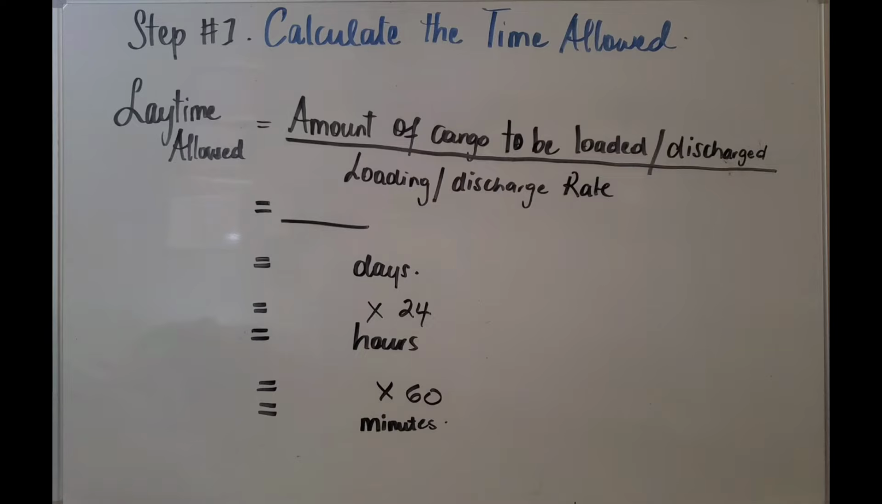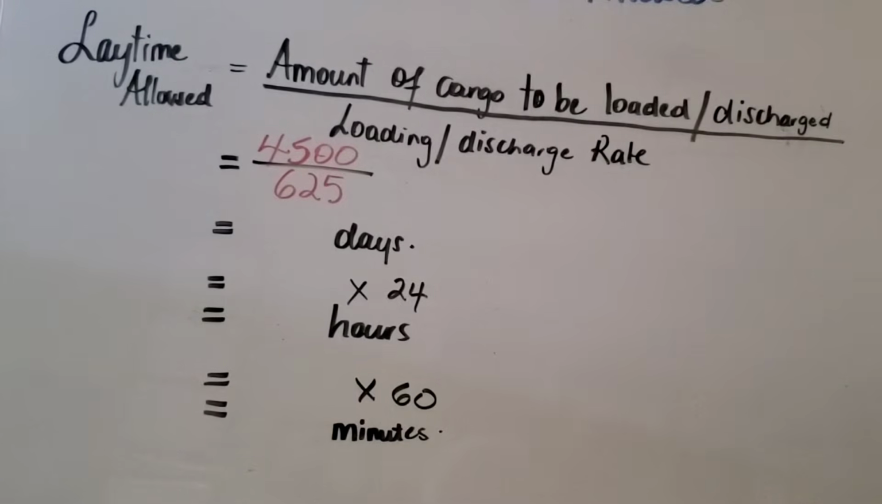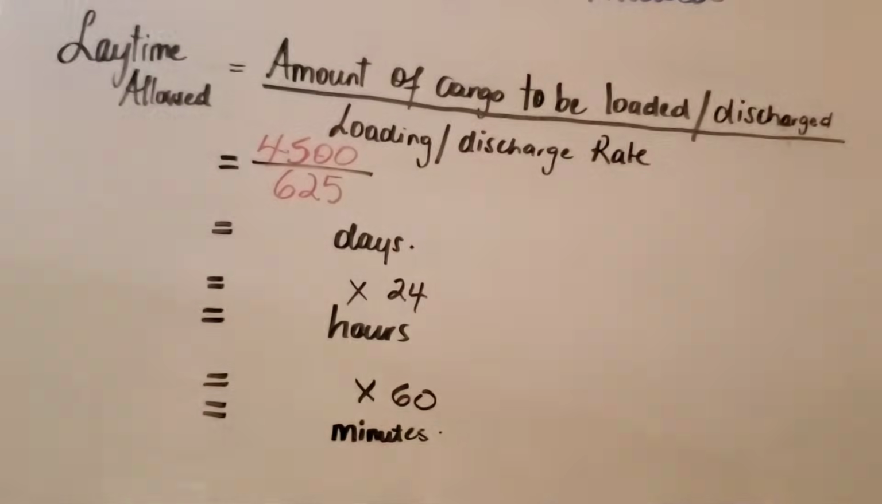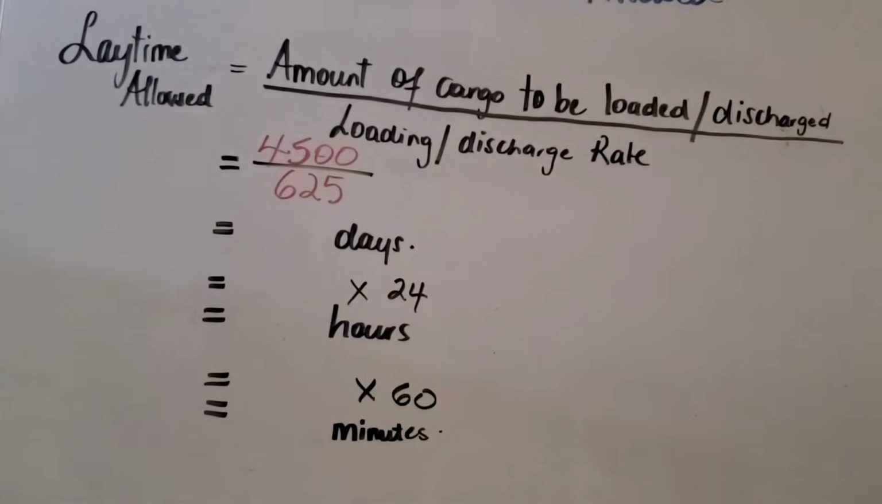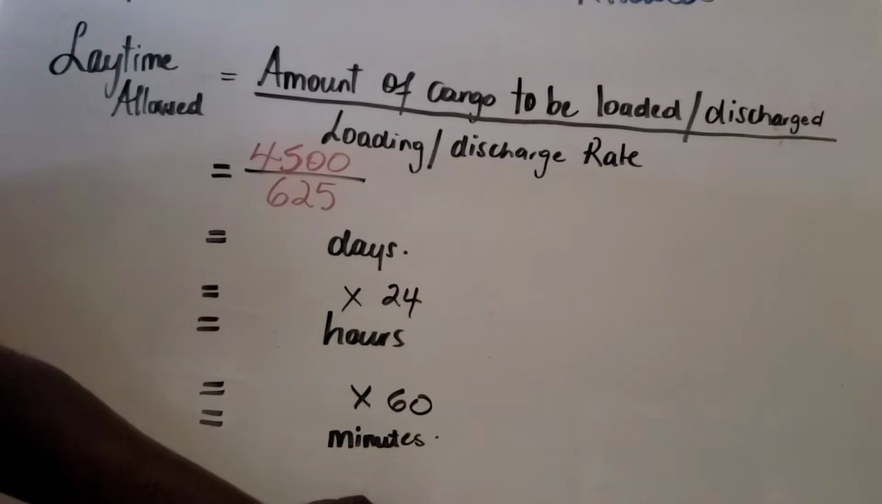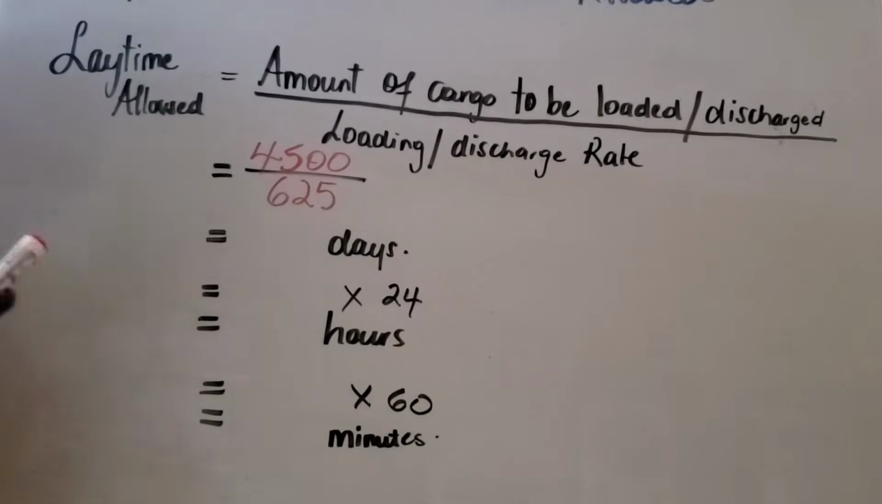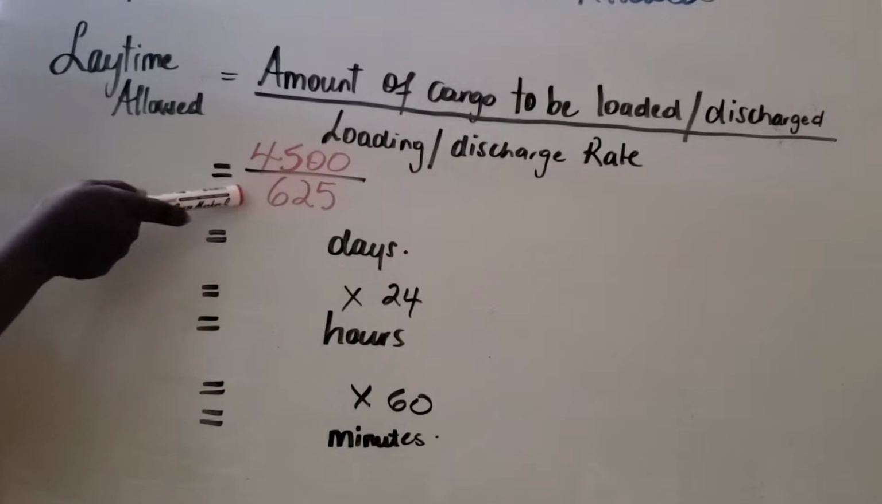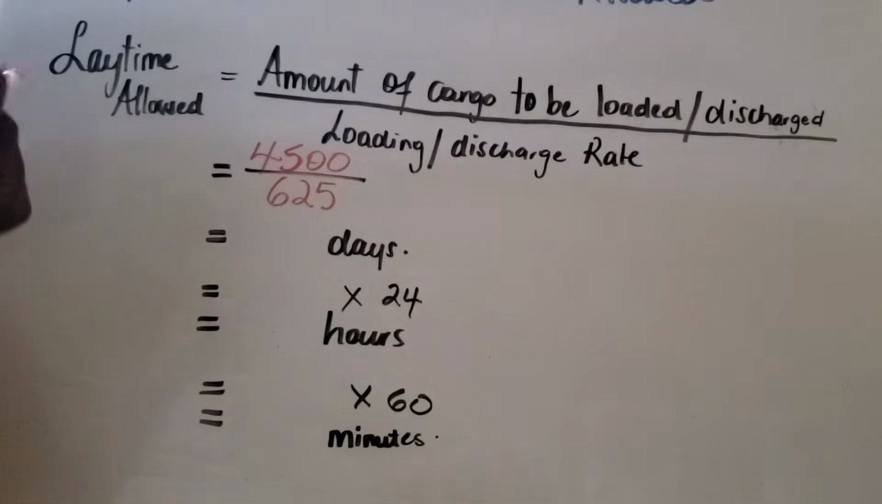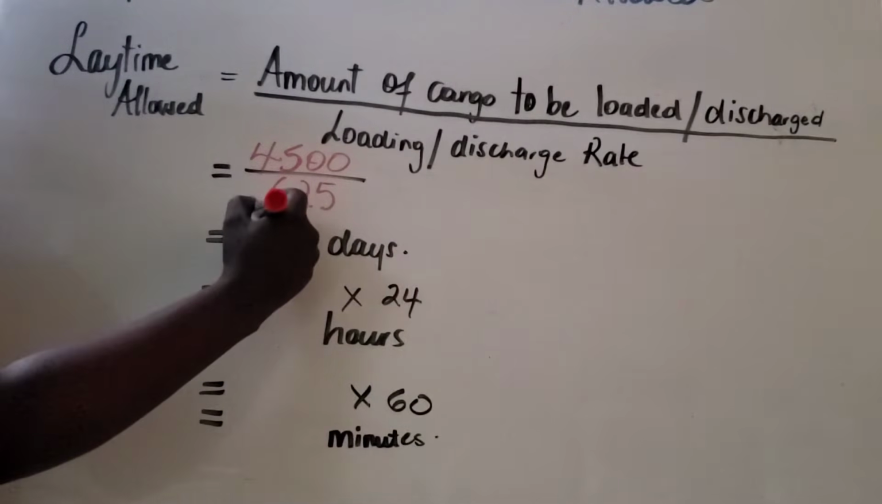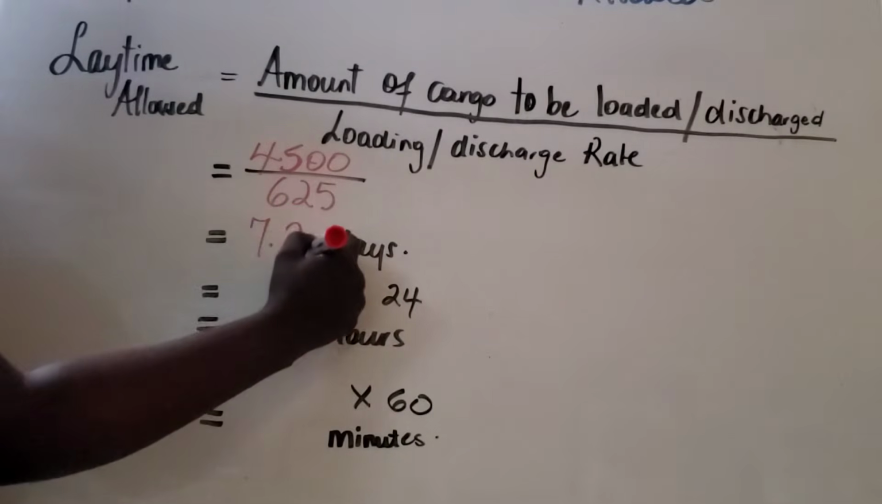Step 1. Calculate the laytime allowed. The formula for laytime allowed is the amount of cargo to be loaded or discharged divided by the loading or discharge rate. Now, get your calculators, people, because we're going to get right into it. The question states that 4,500 tons of cargo is supposed to be loaded at the rate of 625. By dividing that, the answer would be 7.2 days.